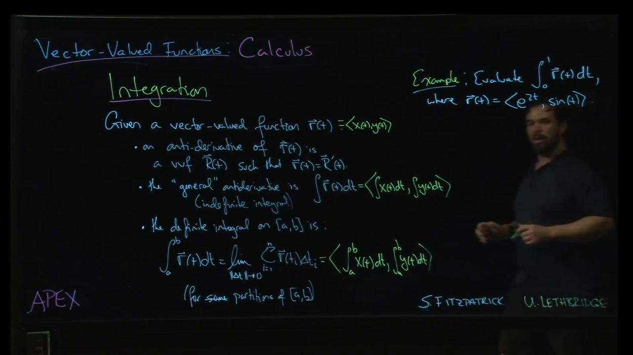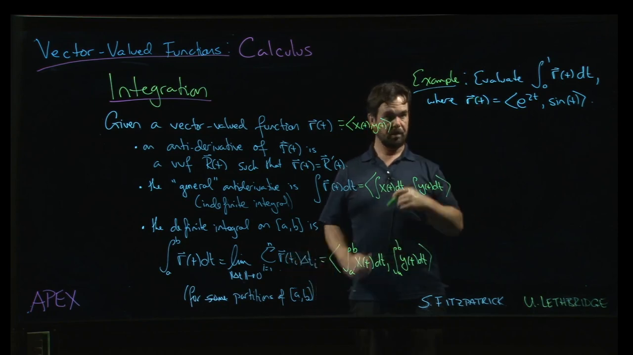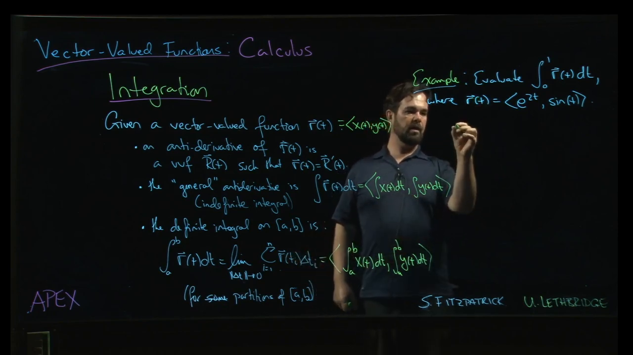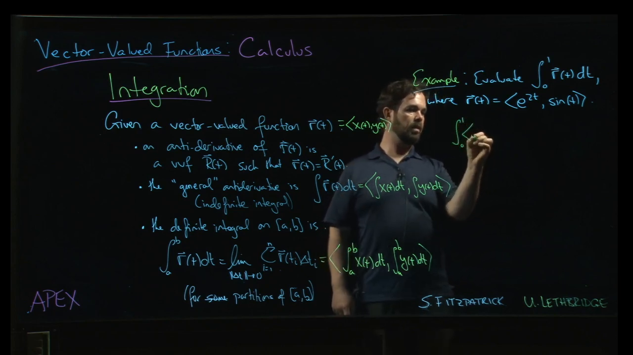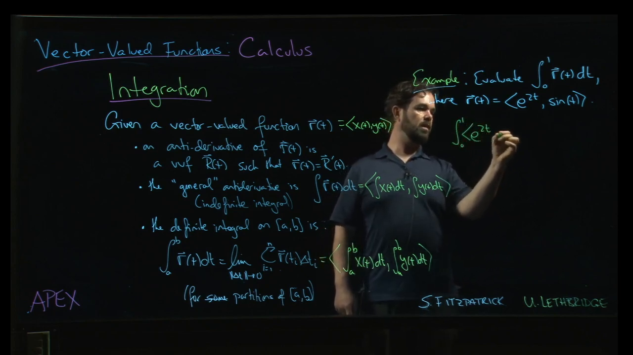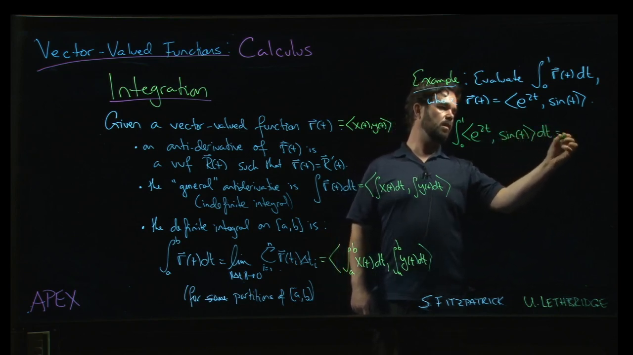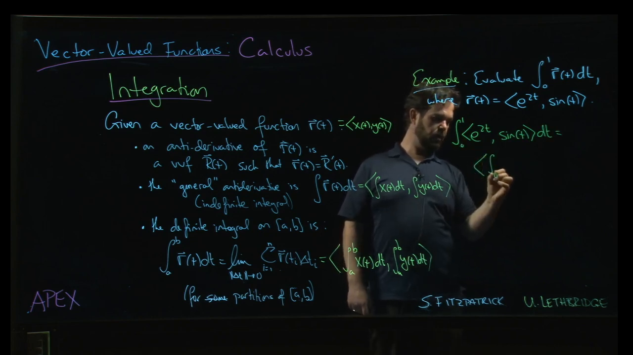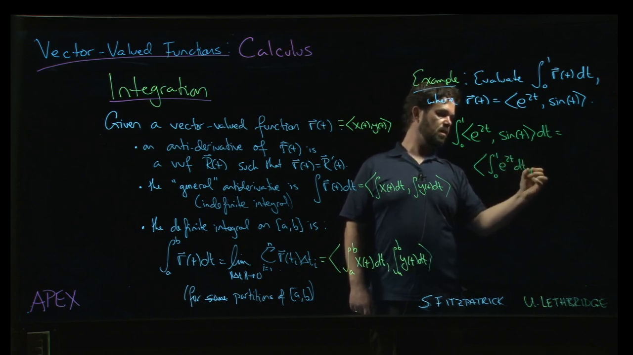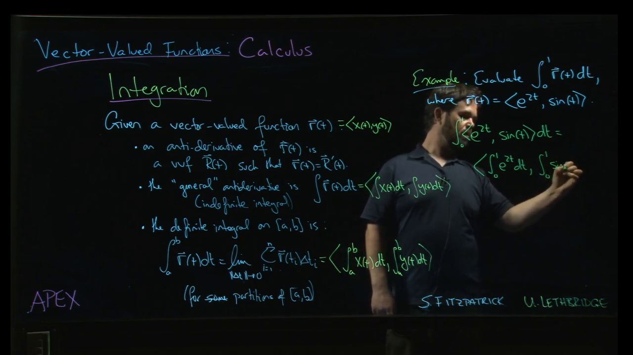Next, we'll look at an example. We're just going to basically apply this result here to this particular problem, right? So the integral from 0 to 1 of e to the 2t, sine t dt is going to be the vector whose first component is the integral from 0 to 1 of e to the 2t. And the second component will be the integral from 0 to 1 of sine t.